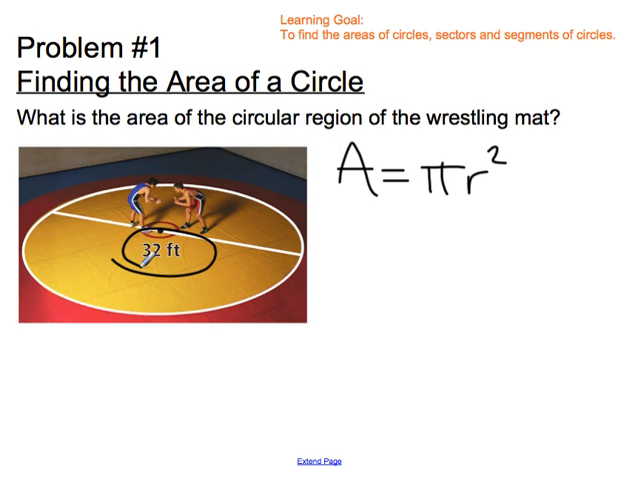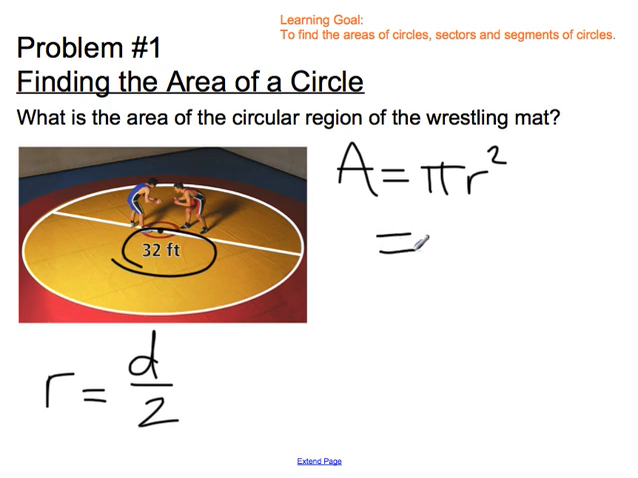If we look at the picture, we can see that we're given a number, 32 feet. But unfortunately, the 32 feet is the diameter. So we have to recall the relationship between the diameter and the radius of a circle. Hopefully we remember that the radius is half of the diameter. So we're going to use that and plug this number into our formula.